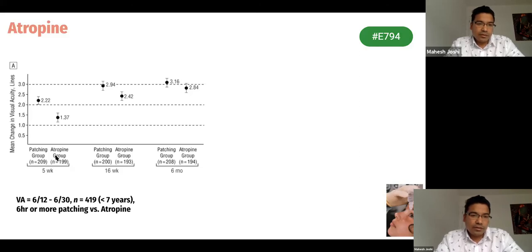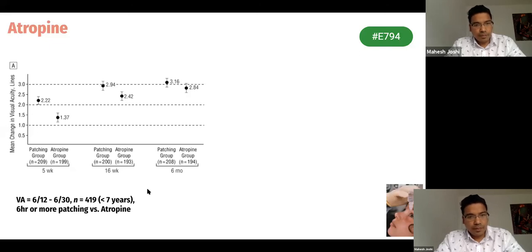In the 5 weeks, you can see that the atropine group has quite a small improvement in visual acuity, but as we go along up to 16 weeks and 6 months, the improvement in visual acuity either through patching or through atropine is almost similar, right? So this is for moderate amblyopia, between 6/12 to 6/30 only, right?